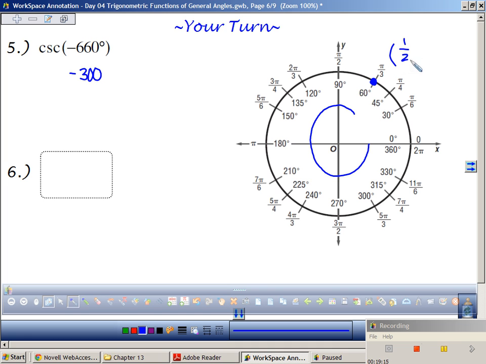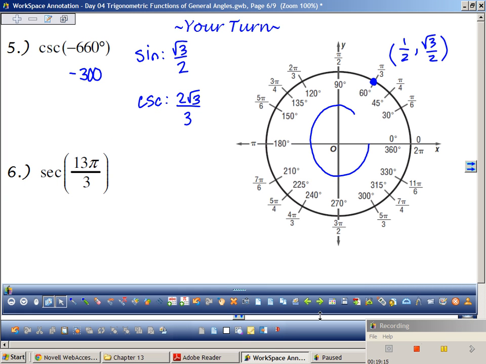So this is 1/2, root 3 over 2. We're talking cosecant. Cosecant coincides with sine. Sine is y, which is root 3 over 2. So cosecant is 2 root 3 over 3. You guys got this?